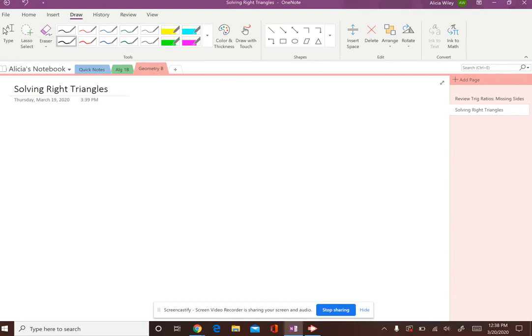We are going to discuss what's called solving right triangles today. This is a concept that will allow us to use our trig functions. So again, we're going to be using SOHCAHTOA if you need it. It's always a good thing to write down and remind yourself of what those things mean.